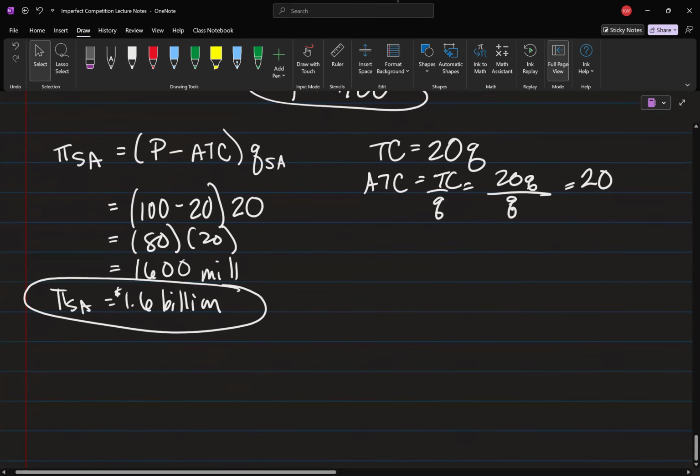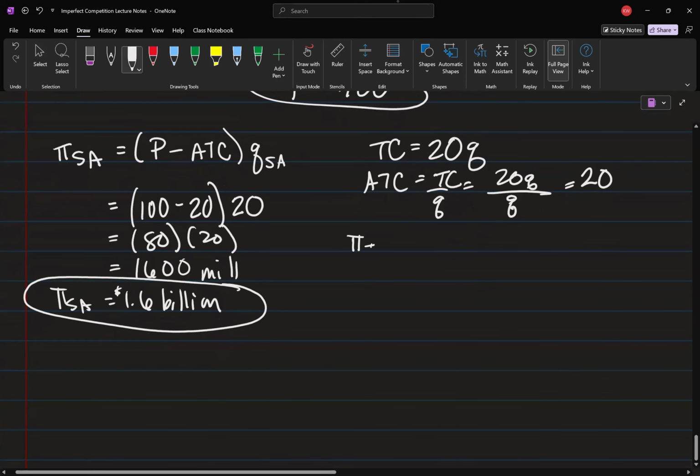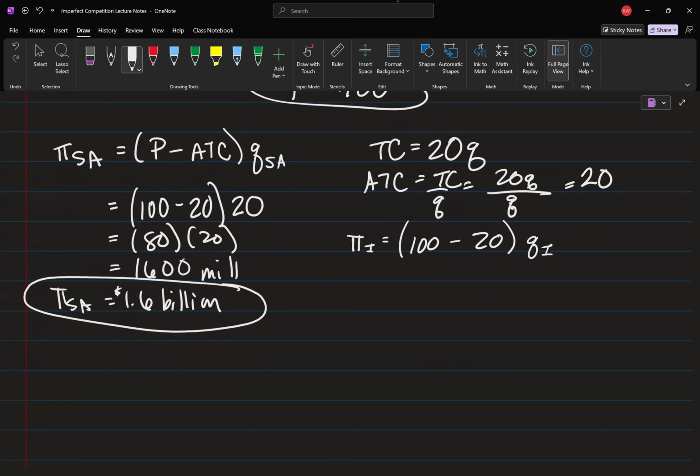Let's do the same for Iran. So Iran, they face the same market price of 100. They have the same average total cost of 20. And we know that their output is also equal to 20 million. So you should see there very clearly, right? Their profit is going to be the same as Saudi Arabia's.